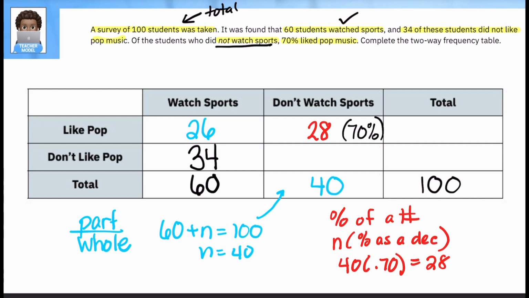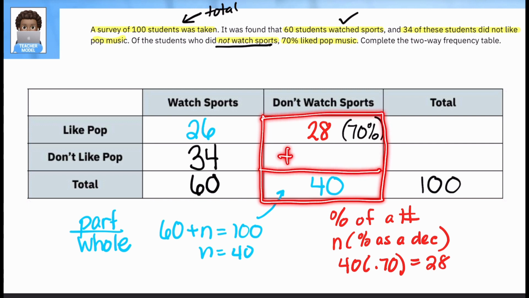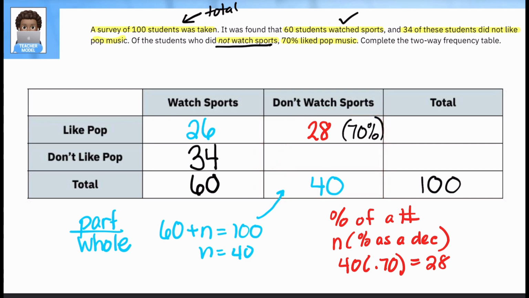And that's how I get that number. Now that I have that puzzle piece, we can complete this relationship here. 28 plus what number is going to give us 40? 28 plus 12.